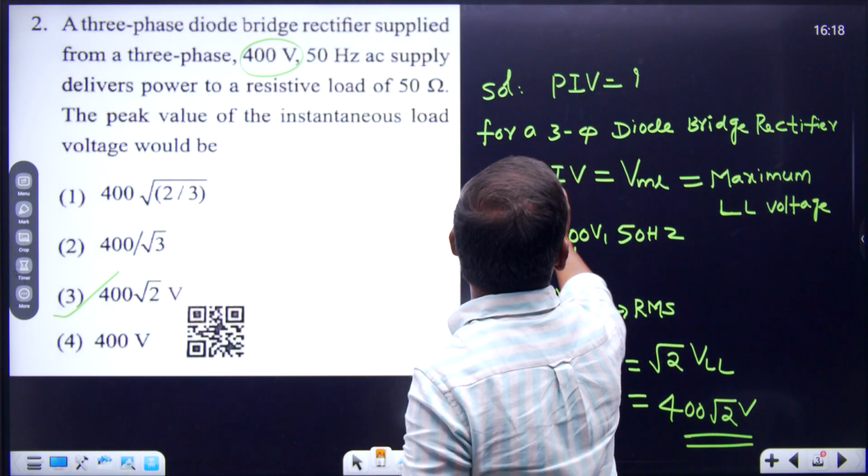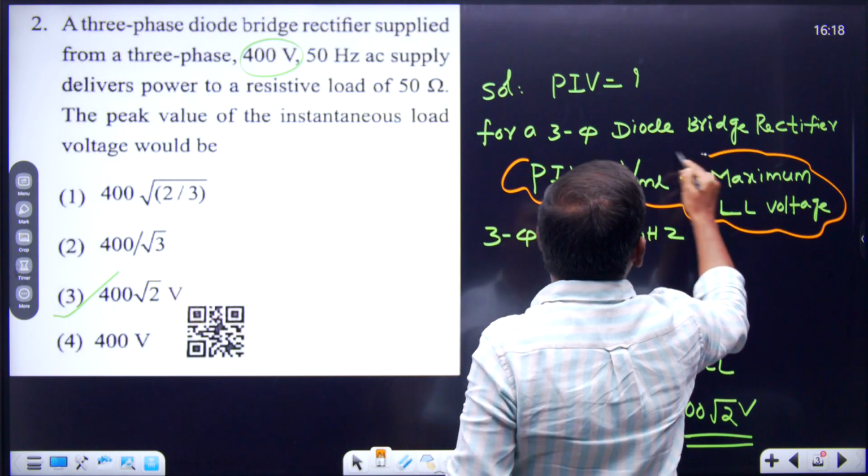What is the peak inverse voltage? Okay, it's a direct formula based question.